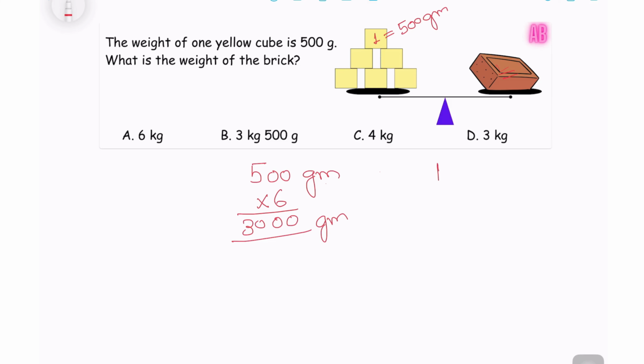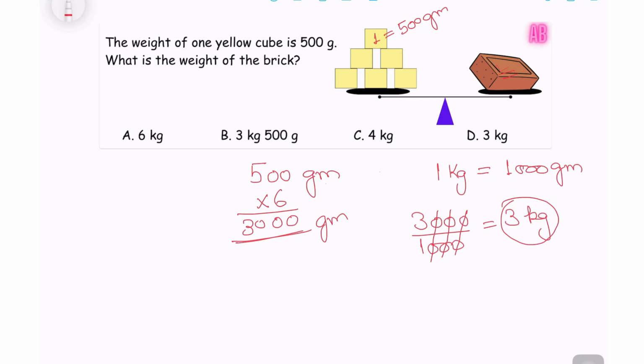Okay, and we also know that 1 kg is equal to 1000 grams. Now if we want to convert 3000 grams into kgs, we will divide by 1000. So 3000 grams will convert into kg and we divide by 1000. So this 0 cancels, this 0 cancels, this 0 cancels. Okay, so it is 3 kg. So the weight of 6 cubes is 3 kg, which is equal to the weight of the brick. So option number D.